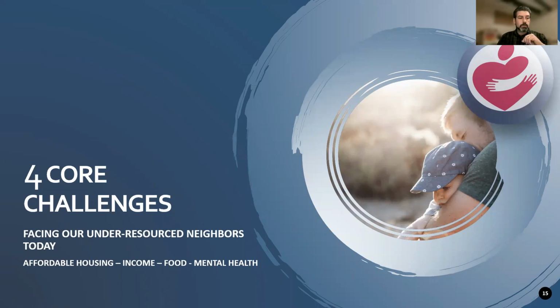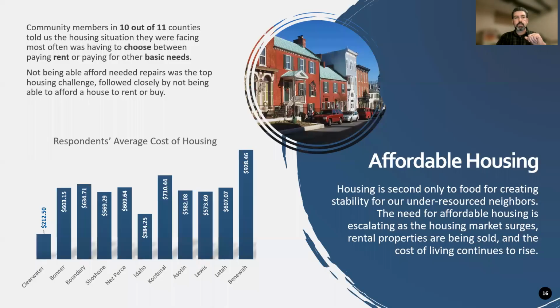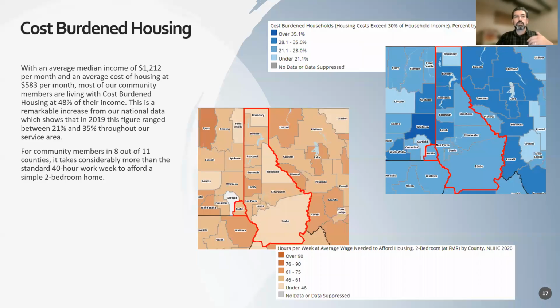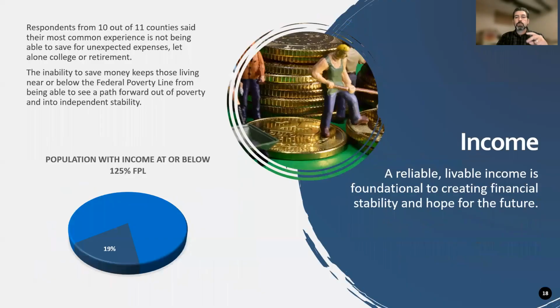The things that came up in our survey were affordable housing, income, food, and mental health. So the first thing we'll look at is affordable housing. This was by far the top issue for our stakeholders and our community members coming up in our survey. And we will address this and we'll give some details about the average cost of housing that our respondents tell us. We'll look at cost burden housing, where the cost of housing is over 30% of the income. And then we'll look at the burden that that has on the income, which is what's going to come up next.